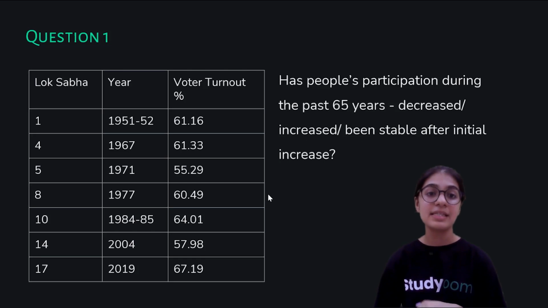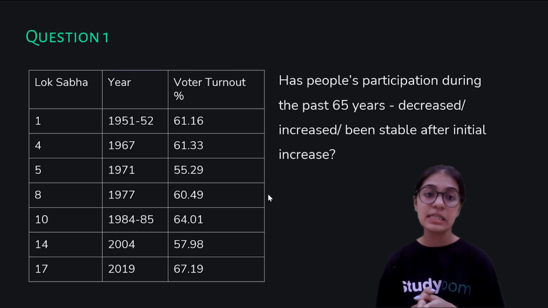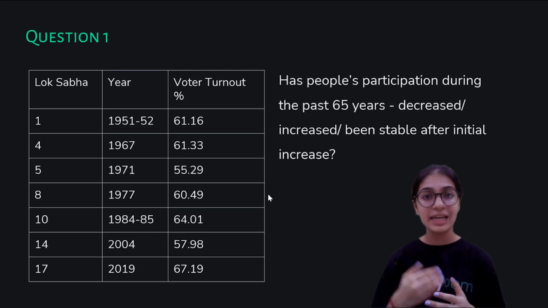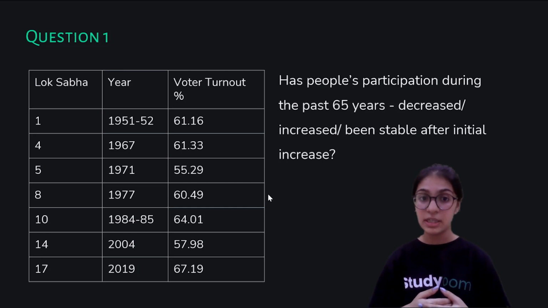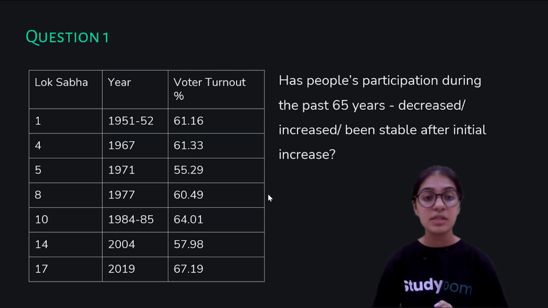We could see that 61% of the entire country is participating in the voting process. In 1967, we could see 61.33%, so here we could see a little increase. In 1971, the voter participation decreased. Not many people participated in the process, only 55%. In 1977, we could see 60%. It increased. In 1984, we could see 64%, which has been the highest till now.